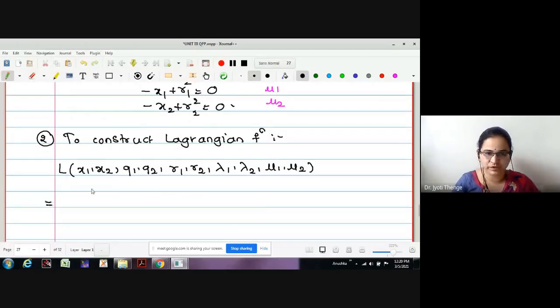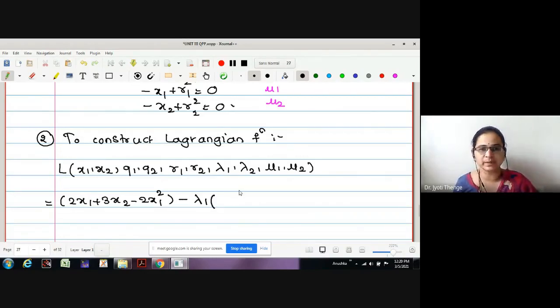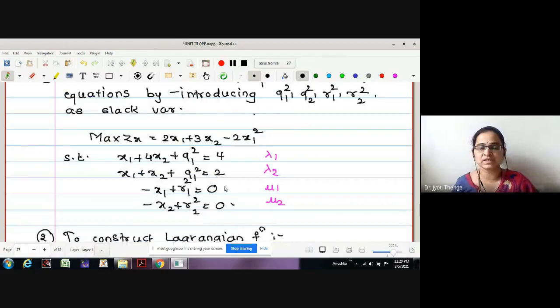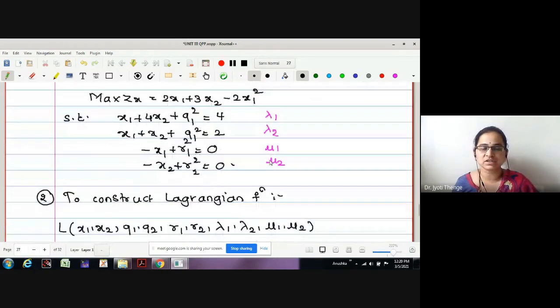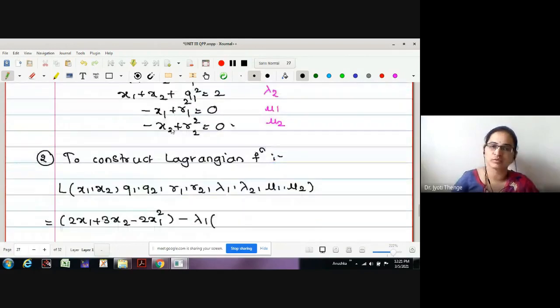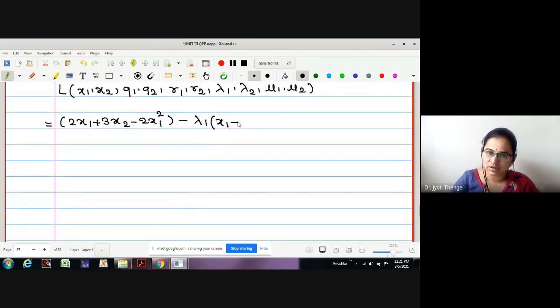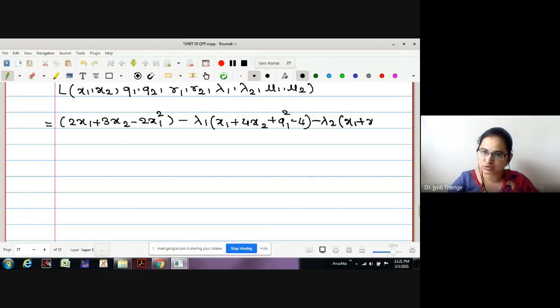What is the objective function? The original objective function is 2x1 plus 3x2 minus 2x1 square. Now we will multiply by lambda 1 the first constraint, and while multiplying we will write it in equal to 0 form, meaning minus 4 equal to 0. The first constraint is x1 plus 4x2 plus q1 square minus 4. Minus lambda 2 into the second, x1 plus x2 plus q2 square minus 2.